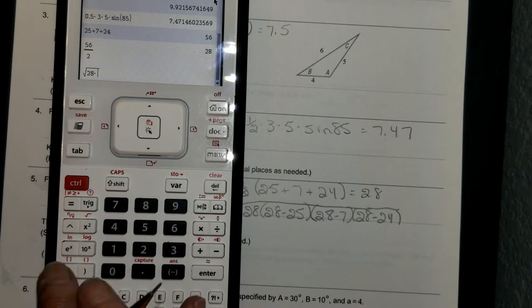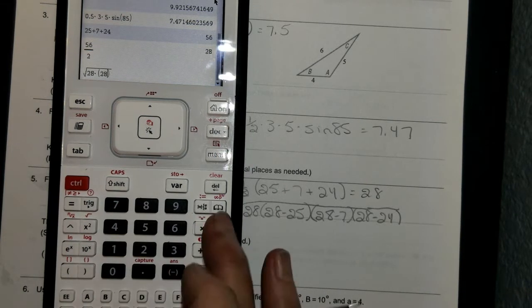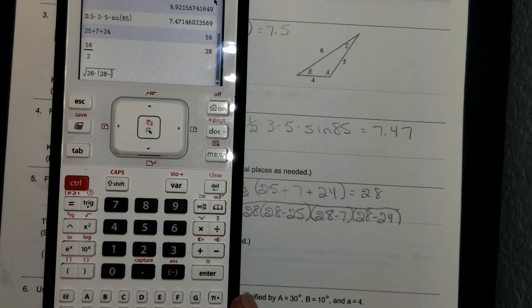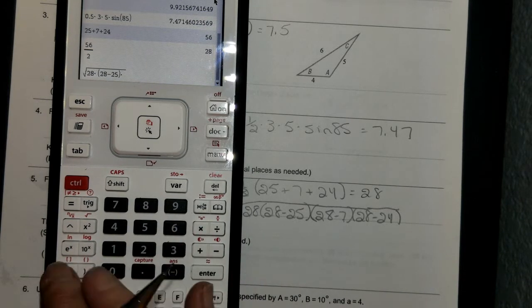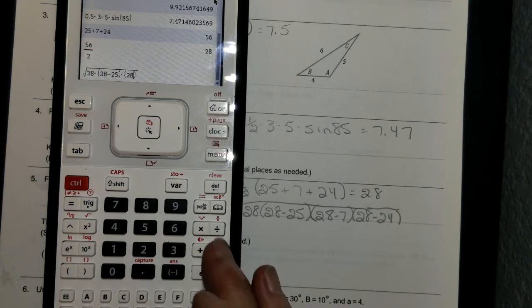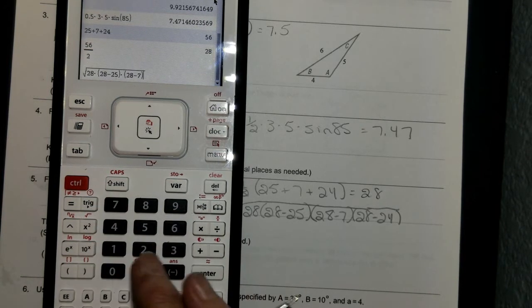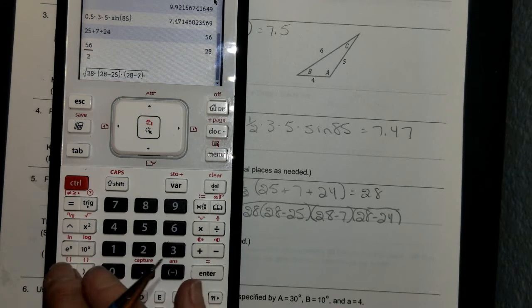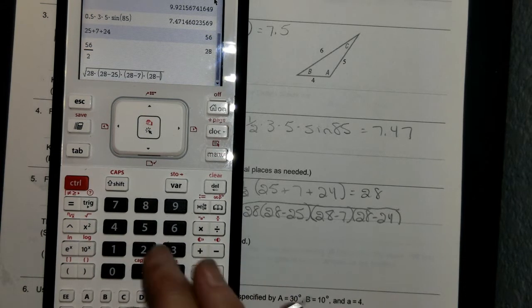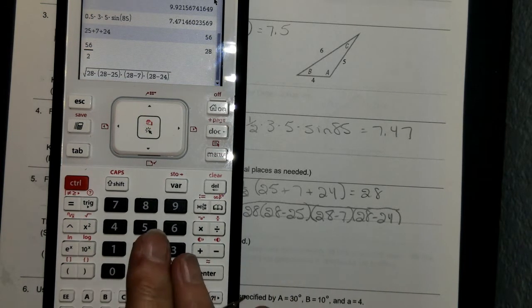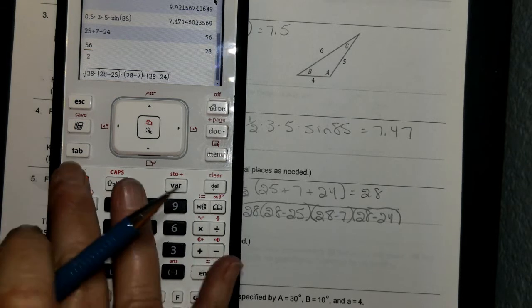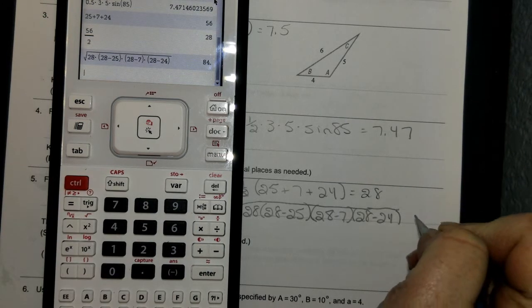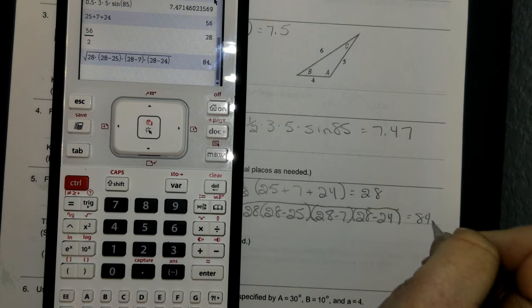28 times parentheses 28 minus 25 close parentheses times parentheses 28 minus 7 close parentheses times parentheses 28 minus 24. Now it's cold outside, so I want to make sure my fingers didn't hit the wrong buttons. That all looks correct, so we will see what the answer is, and the answer was 84 square units.